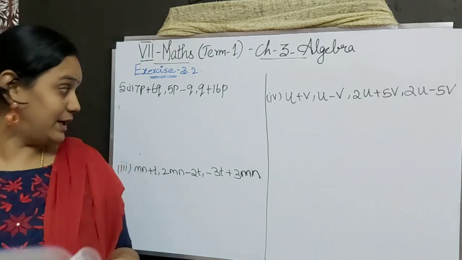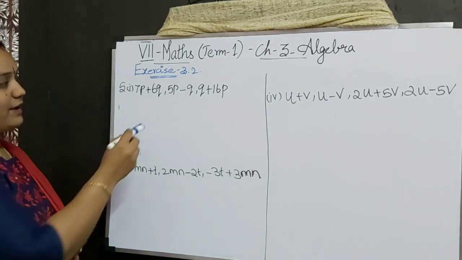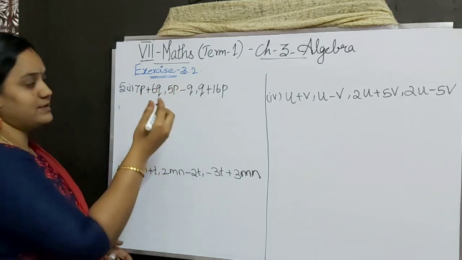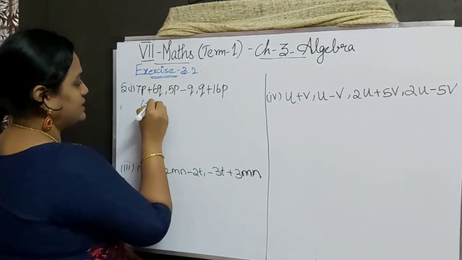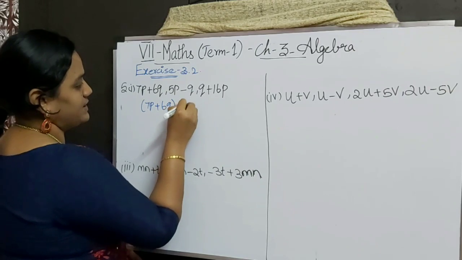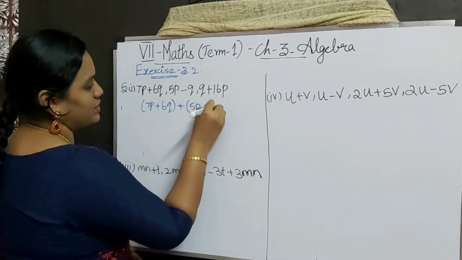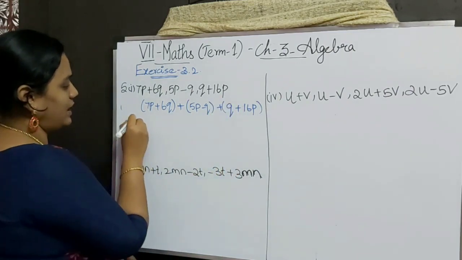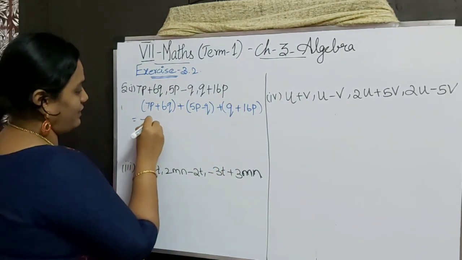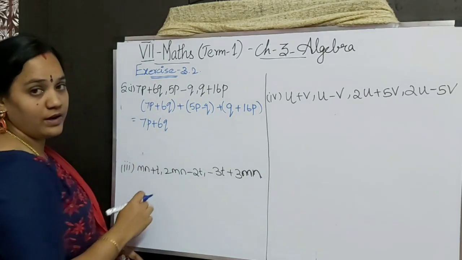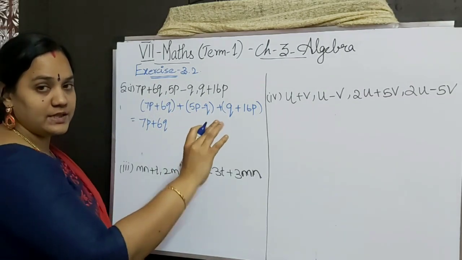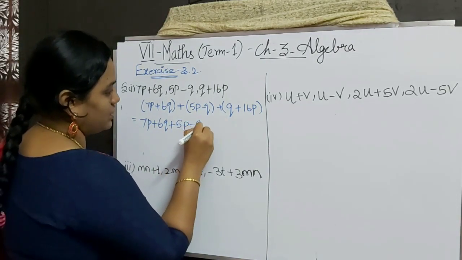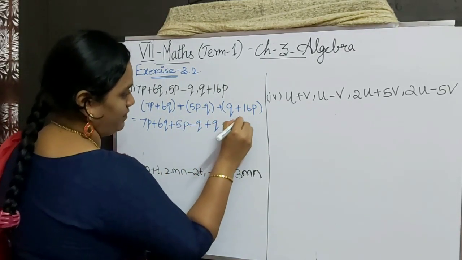Now let us see this first option. They have given 3 different expressions. We have to add these 3 expressions. So first I am writing 7p plus 6q plus 5p minus q plus q plus 16p. So I am removing the bracket. 7p plus 6q. Here we have plus only, so no need to change the symbols. Directly we can write the terms as they are. So 5p minus q plus 16p.